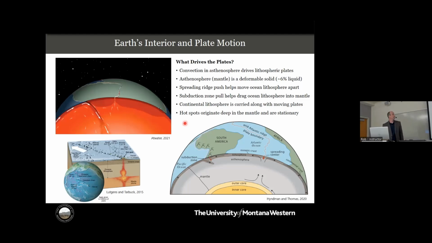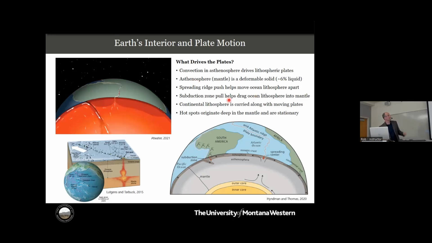So this is happening in the asthenosphere of the Earth, but it's happening at a very slow rate, because remember, the asthenosphere is a Play-Doh-like material. It's only about 6% liquid. So it's a deformable solid. It's not water on a stove. Okay. So that convection process is very slow.